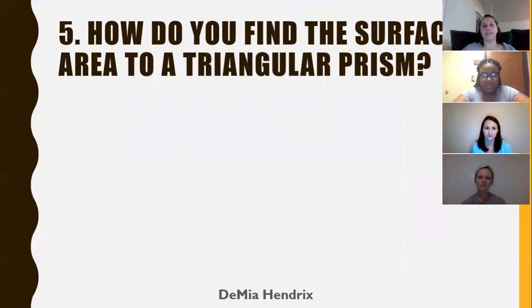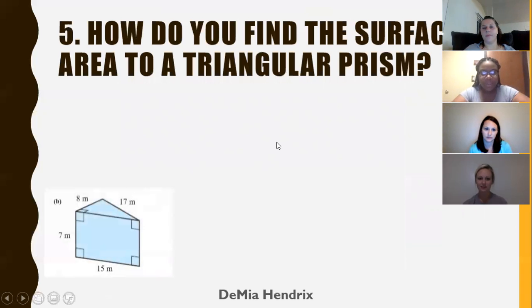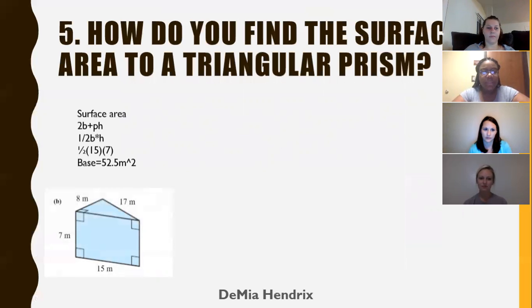How do you find the surface area of a triangular prism? Okay, so first let me start by showing you what a triangular prism is. So this is our triangular prism. And to find the surface area, you're always going to do 2B plus PH, which is basically 2 times the base plus the perimeter times the height. So if you do half of base times height, you end up getting 1/2 times 15 times 7, and that gives you 52.5 meters squared. So if you look down here, all you did was plug in your numbers for each one to get your surface area.